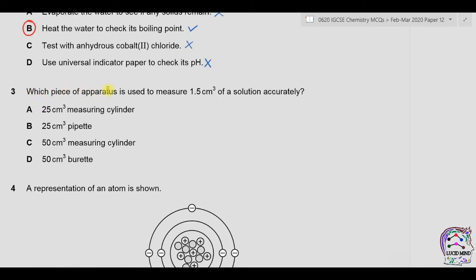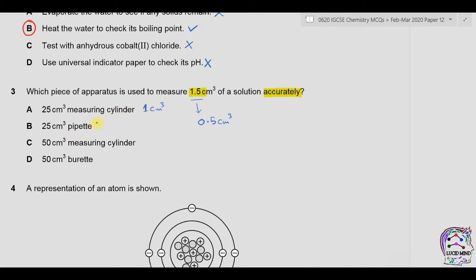Question 3. Which piece of apparatus is used to measure 1.5 cm³ of a solution accurately? We have 1.5 cm³. In order to find this value, we must find the apparatus that can be used to measure 0.5 cm³ minimum volume. A. 25 cm³ measuring cylinder. Now in a measuring cylinder we can measure the volume with a difference of 1 cm³ only. So therefore the measuring cylinder cannot be used.